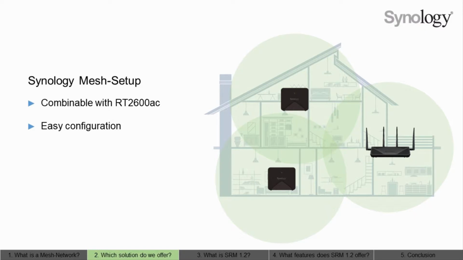Synology actually recommends a setup with a single main router, for example our MR2200ac, and then at least two mesh routers in order to create a fully operational mesh router network. I want to point out that our mesh router is not compatible with any other router on the market, so you cannot buy our mesh router and expect it to work with your router at home unless you have a Synology router.